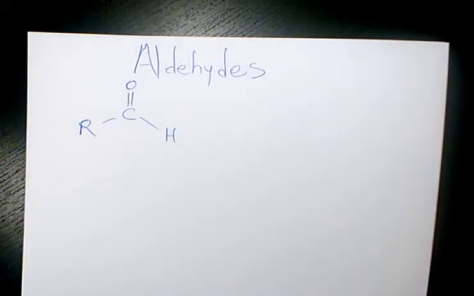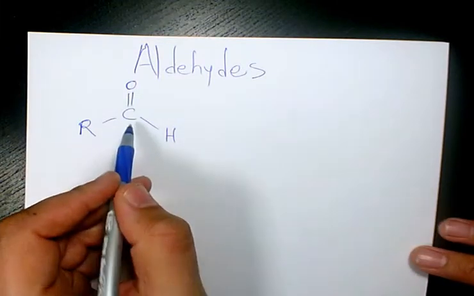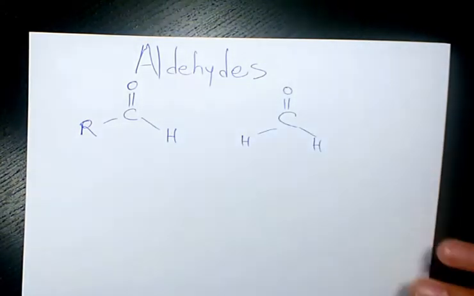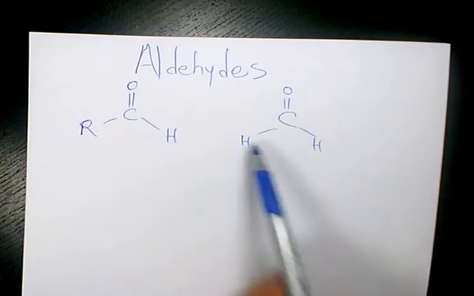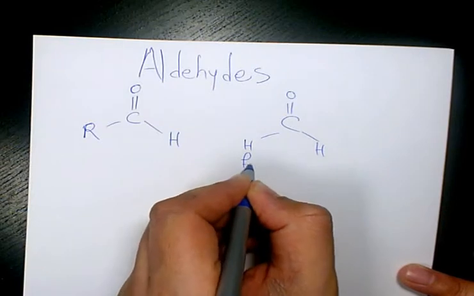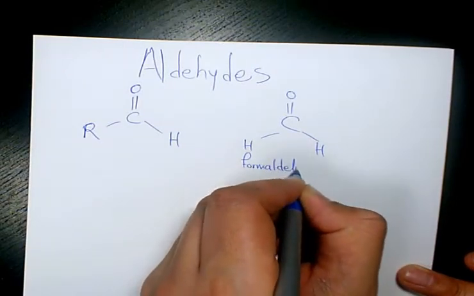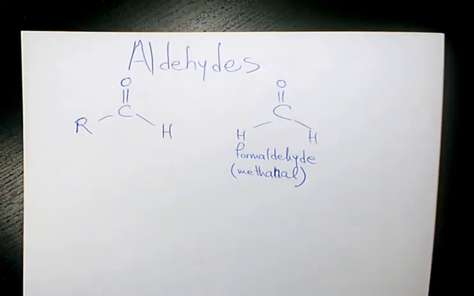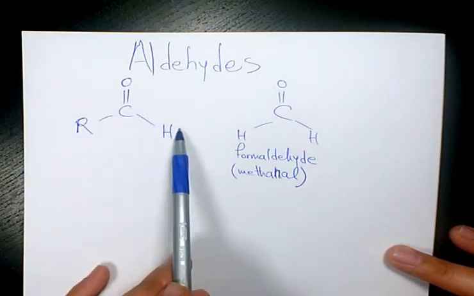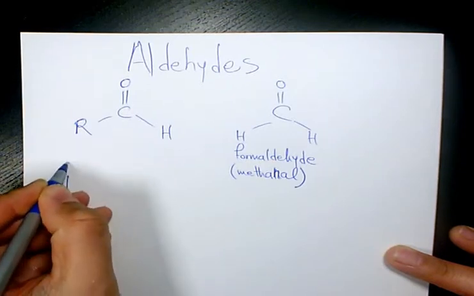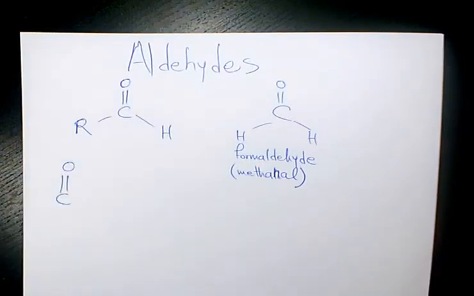The reason I said at least one hydrogen atom connected to the carbon is because the simplest form of aldehyde is this format, in which you have two hydrogens connected to the carbonyl group. This one we call formaldehyde, or methanal. This is the IUPAC name; formaldehyde is the common name. As you see here, we have hydrogen, an alkyl or aryl group, and the carbonyl group. Carbonyl is a carbon atom and an oxygen atom connected to each other by a double bond.